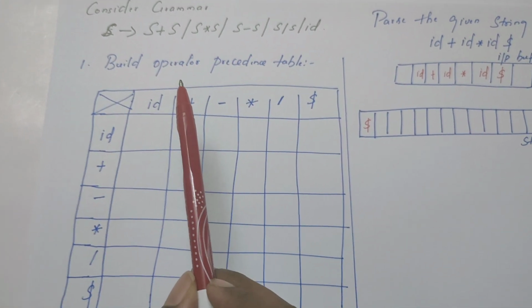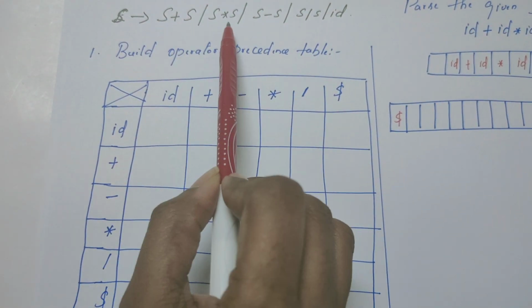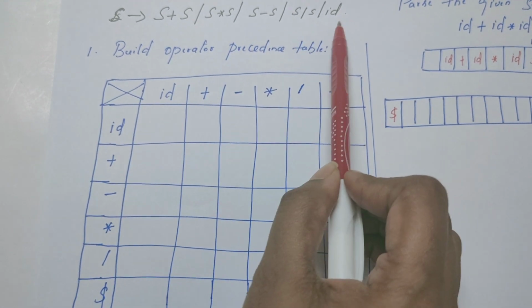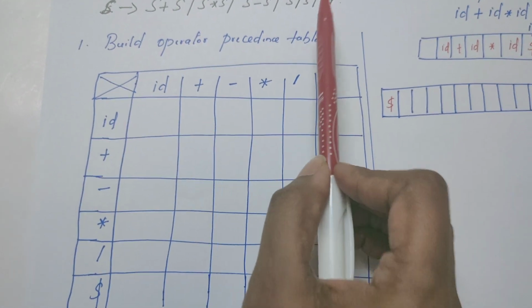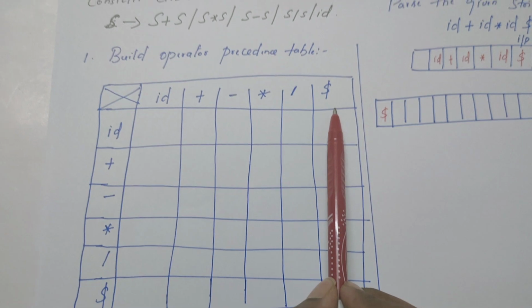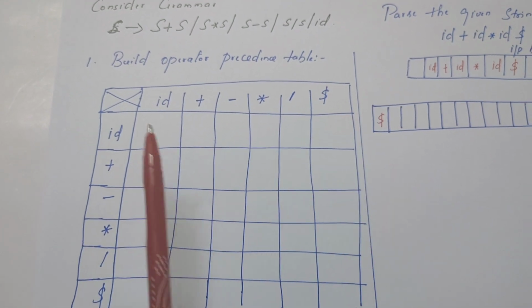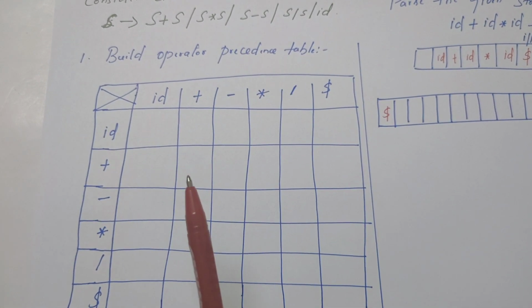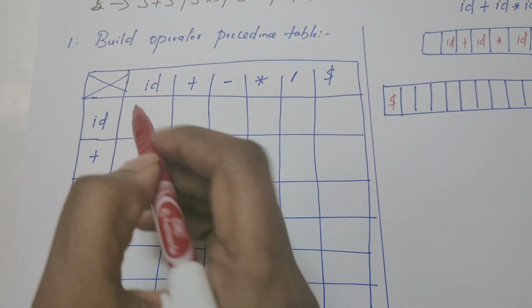What are the terminals present in the grammar? Plus, star, minus, slash, ID. All these are the terminals. Apart from that, by default, we need to consider the dollar. Okay, now I'm going to define the precedence relation among these terminals.